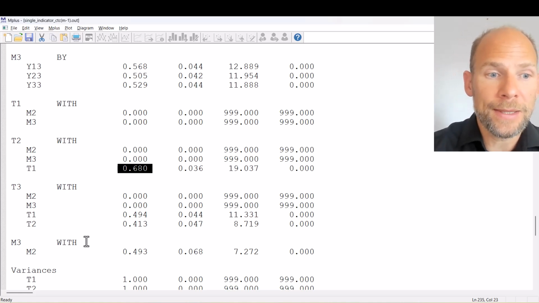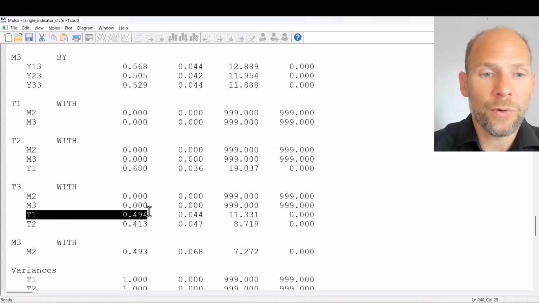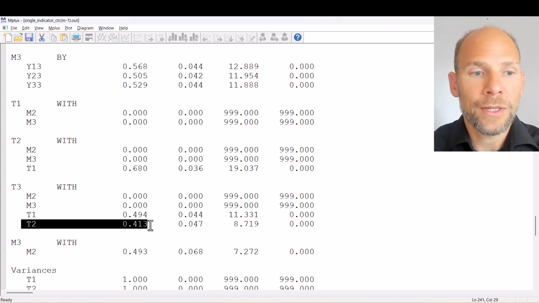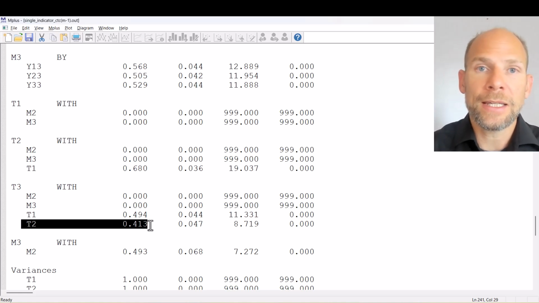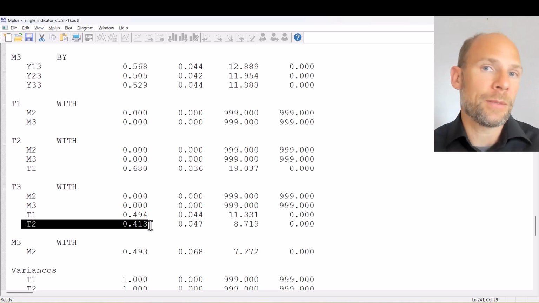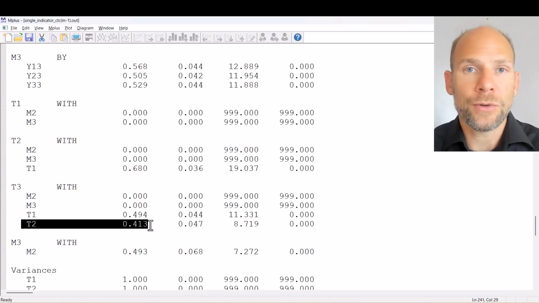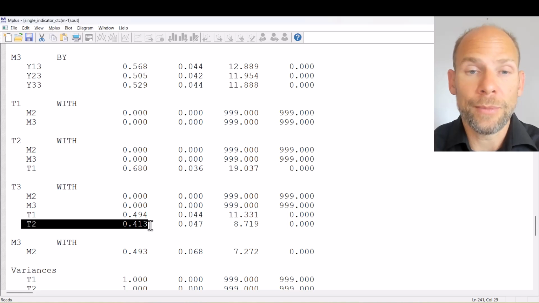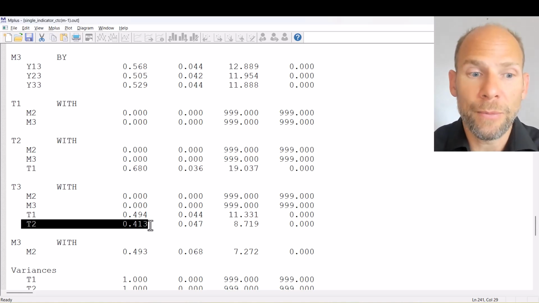Also, you can see that trait 3 and T1 are correlated 0.49 and T3 is correlated 0.41 with trait 2, indicating fairly decent discriminant validity. Those traits are not super highly correlated, and depending on what you're measuring, this could indicate that there is satisfactory discriminant validity between those 3 traits as measured by self-report.